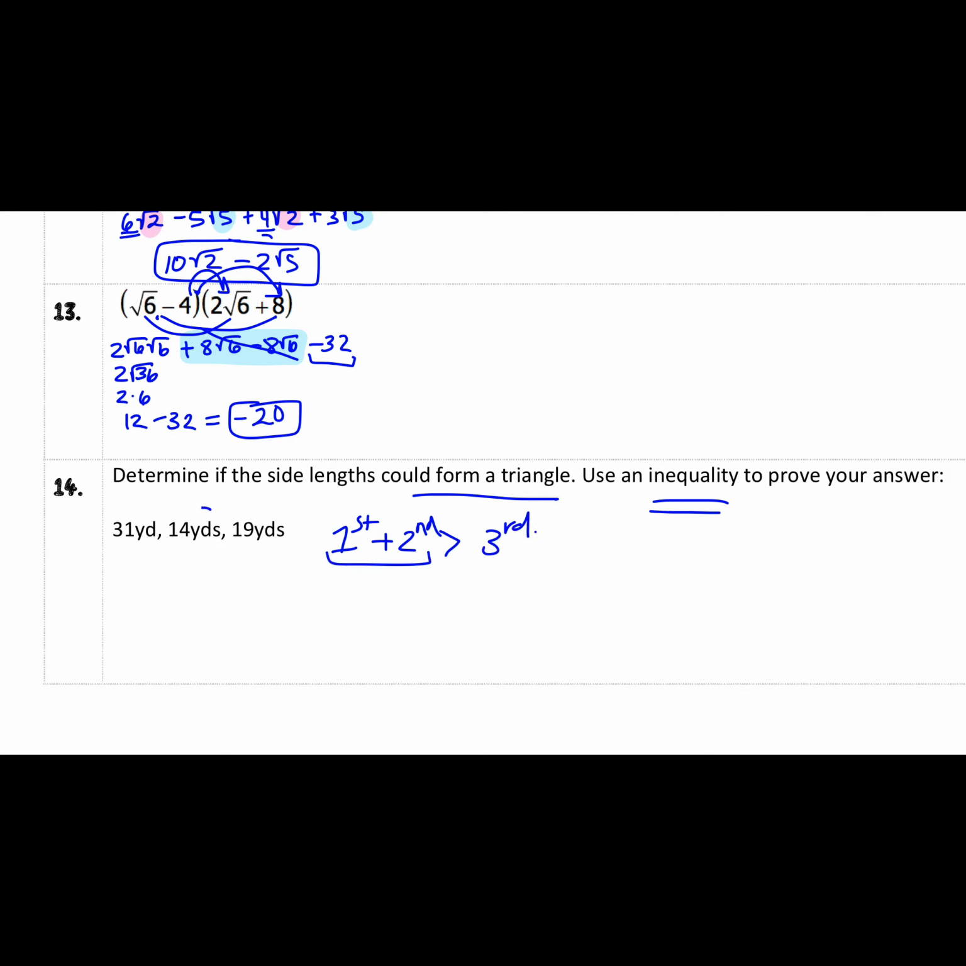Okay, so I'm looking at my shortest here. I'm doing 14 plus 19. Well, that's 33. And I'm checking to see, is this larger than 31? If it is, then yes, this is a triangle.